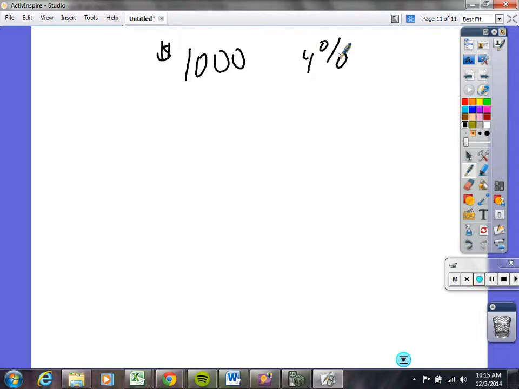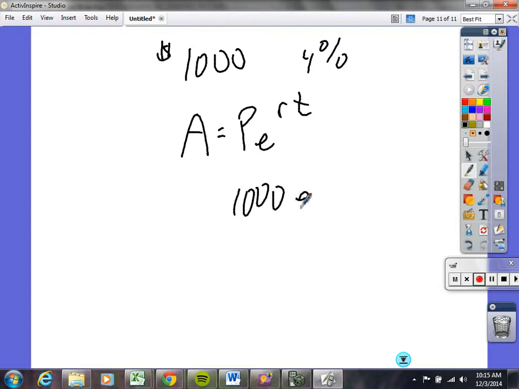Yes, no? You guys ready? Okay, here we go. Because it's compounding continuously, we have the equation PERT. A equals P e to the rt. So how much is my principal? 1,000, right? e, what's our rate? 0.04 t, correct? What's the amount? Because we want to know how long it takes to double.